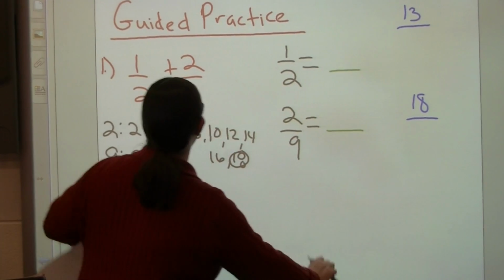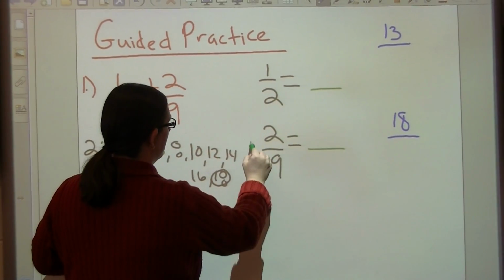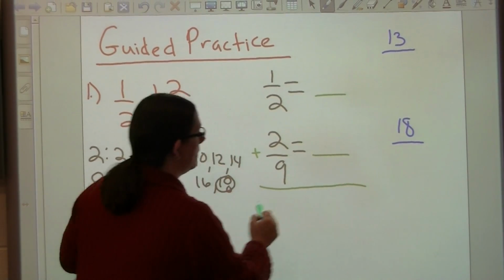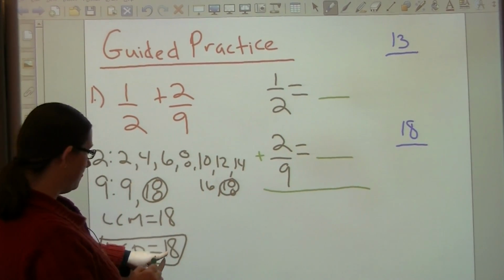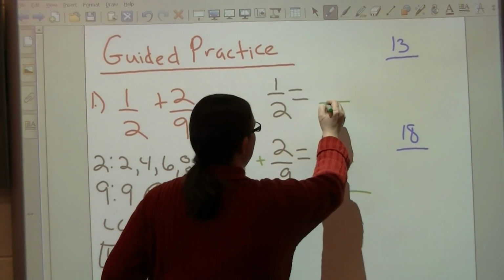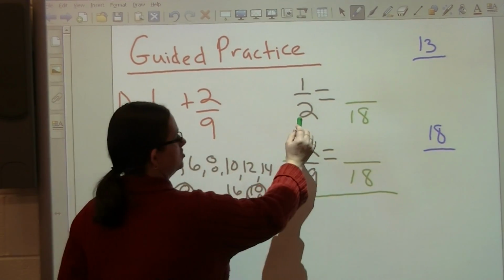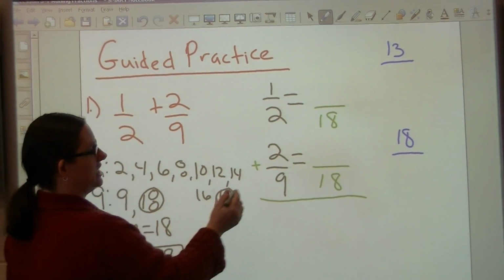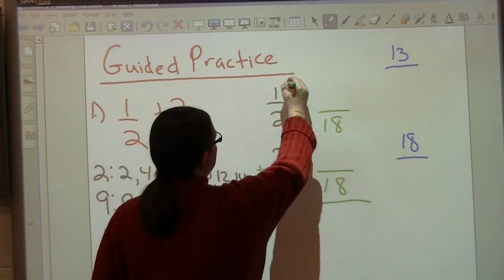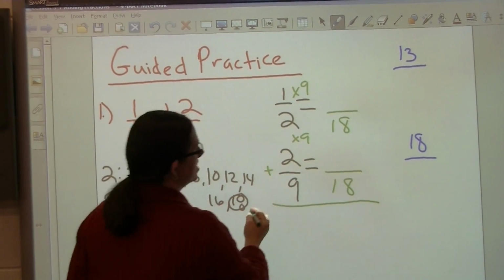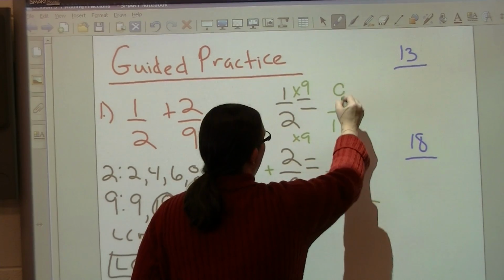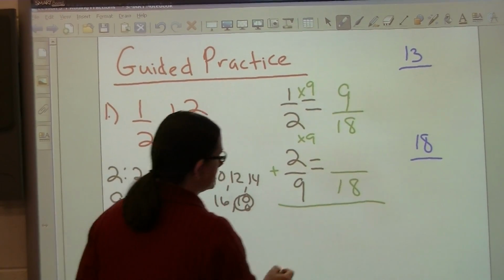So now we're going to take our original fractions, 1/2 plus 2/9, and write them out. But before we can add, we have to use this common denominator. So we need to make equivalent fractions using 18. 2 times what, 5th grade, gives me 18? 9. Good. So I do the same to the top. What is 1 times 9? 9. So now I have 9/18.